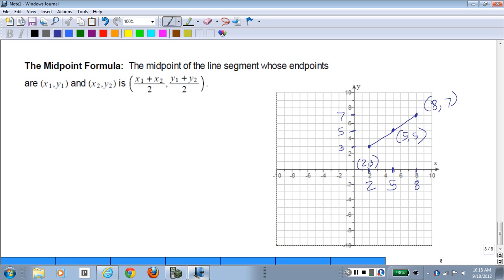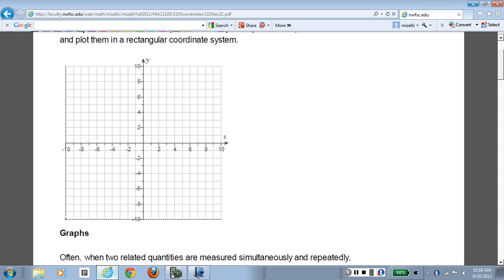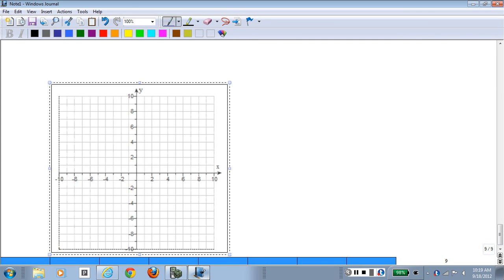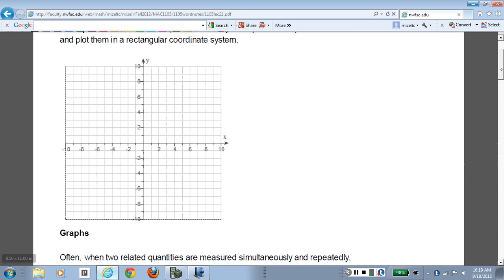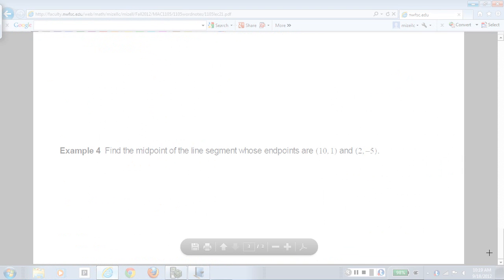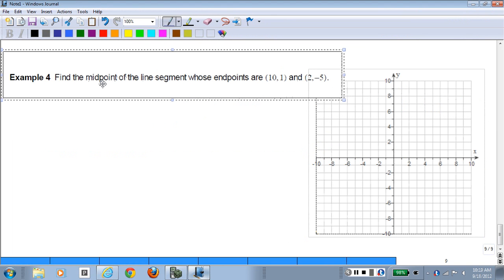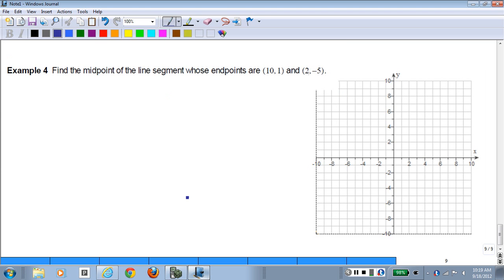So for a specific example, let me go with the grid yet again. And let's see, first I want to find, oh good, let's do the grid first. Right there. And then the specific example, right about there I guess. Hope that's not making you dizzy. I think that's the last time I'm going to have to do that today. There, just got the corner off of it. That should be okay. Find the midpoint of the line segment whose endpoints are (10, 1) and (2, -5).